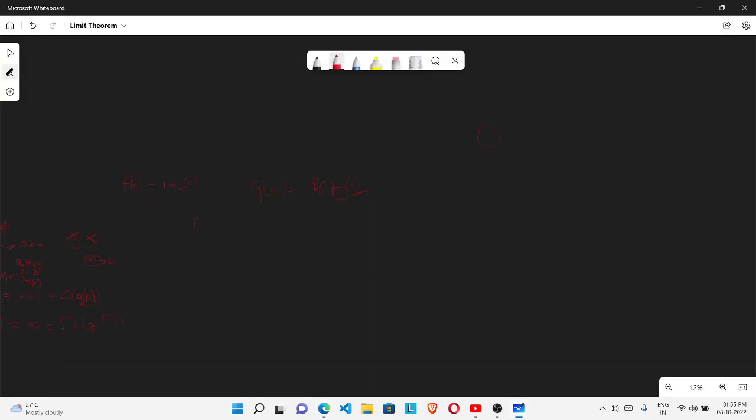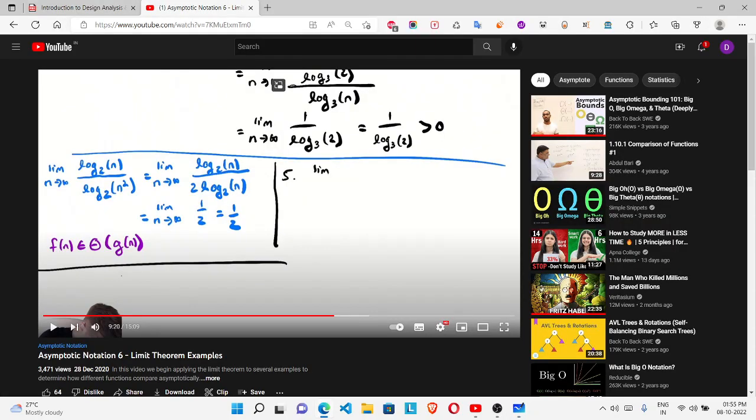But at least we remember the formulas. If you get the limit as 0, write it as small o: f of n is small o of g of n. If you get the limit as infinity, you write it as small omega. If you get a constant, neither 0 nor infinity, a numerical value, you write it as theta. Okay, I guess that's it.